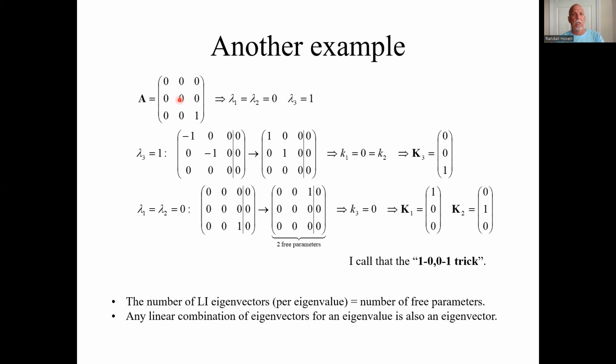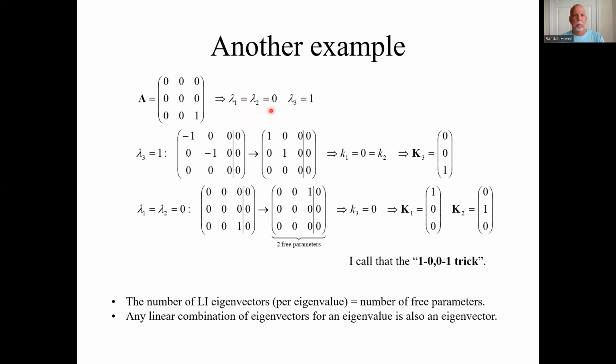Subtract 1 from the main diagonal terms, so minus 1, 0, and the rest of them stay the same. Here it is after Gaussian elimination. And it says K1 equals 0 and K2 equals 0. So I'm just left with this 0, 0, and I'll call it 1. I could put in any number here, but I like ones if it's possible. So there's one eigenvector, and it corresponds to lambda equals 3.